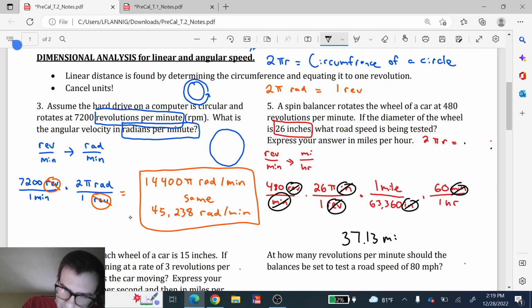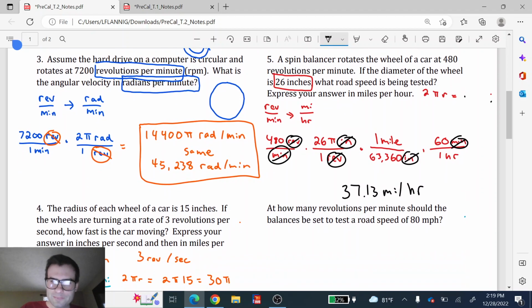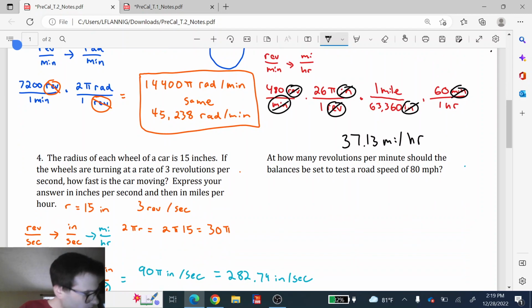37.13 miles per hour. When you multiply straight across, you do 480 times 26 pi times 1 times 60. And that's on the top, and on the bottom it's 1 times 63,360 times 1. And just divide those two numbers and you get 37.13 miles per hour. And the last part of this question asks us, how many revolutions per minute should the balance be set to test a road speed of 80 miles per hour?